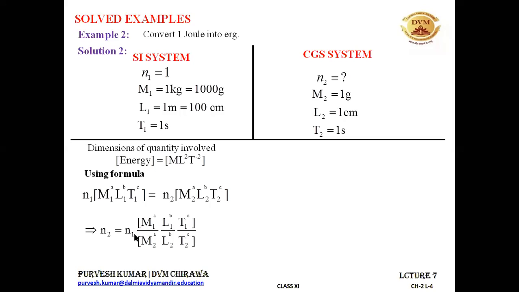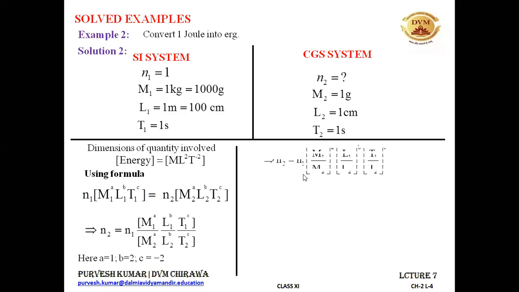Now when the powers are same and the coefficients are different, we can write them as a whole power. That's what I have done. N2 becomes equal to N1, M1 upon M2 to the power a, L1 upon L2 to the power b, and T1 upon T2 to the power c. Now we can write the values of a, b, and c from this dimension formula. a is equal to 1, b is equal to 2, and c is equal to minus 2. That's what we can do.